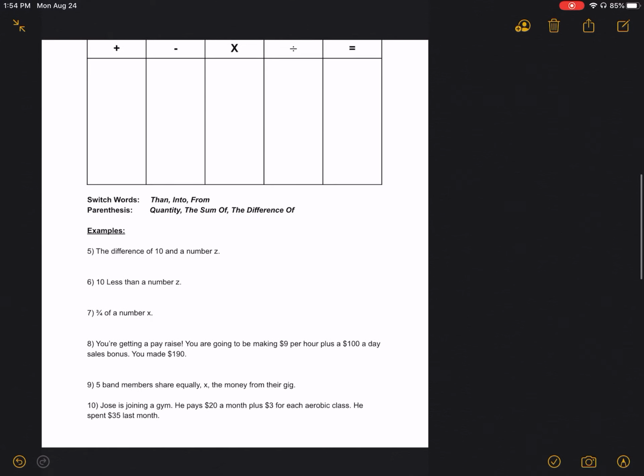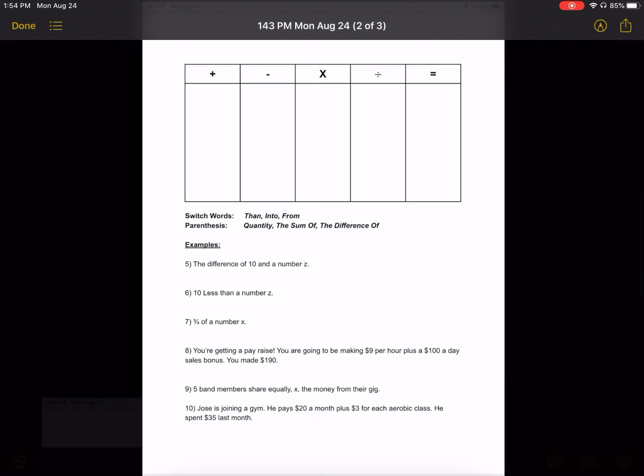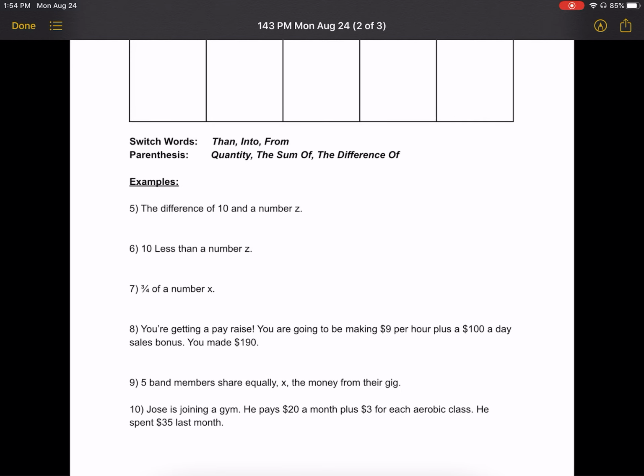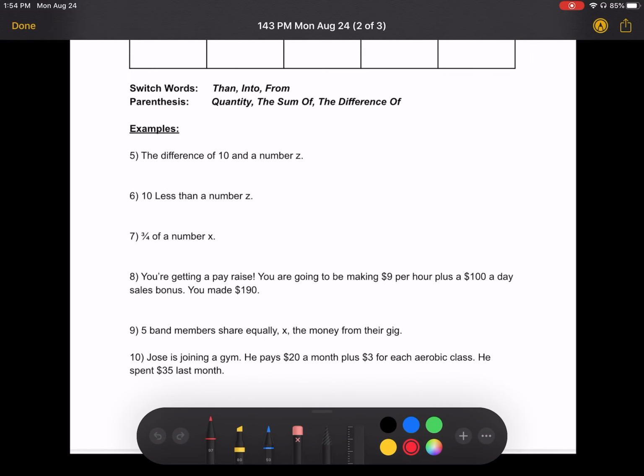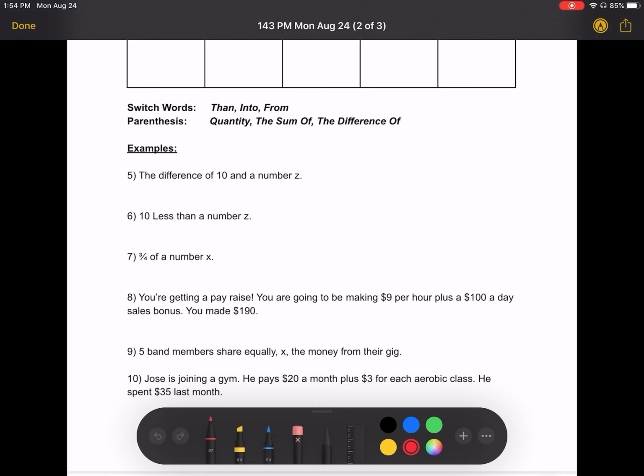because we're going to use them to write equations. Okay, so you fill that chart in, and then we're going to do a couple of examples of what we're talking about. Okay, so we have something here that you want to pay attention to, switch words. So the words then, into, and from are actually going to switch the order when those words are said. That'll make sense in a minute when we do an example. And then we also have words for parentheses or grouping symbols.